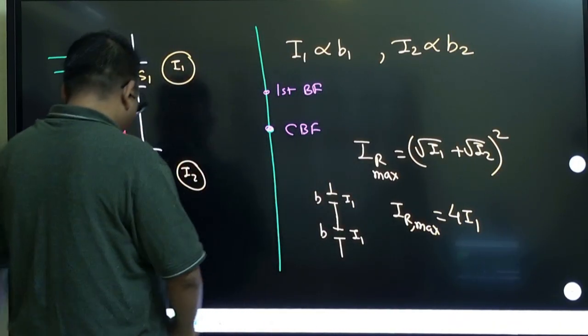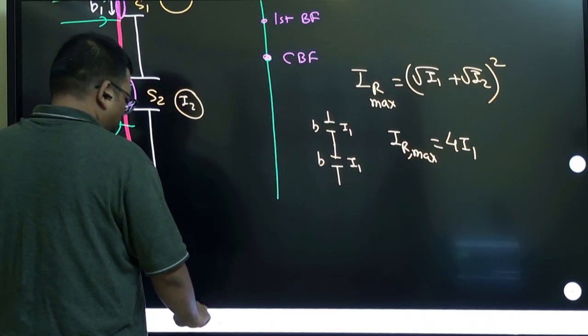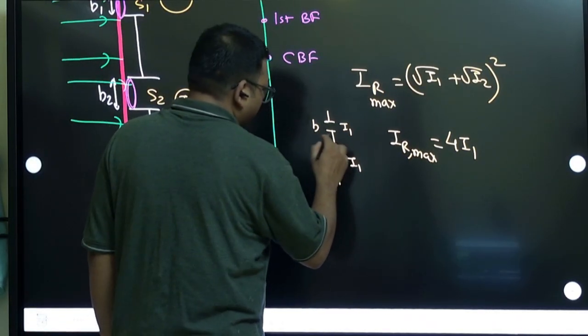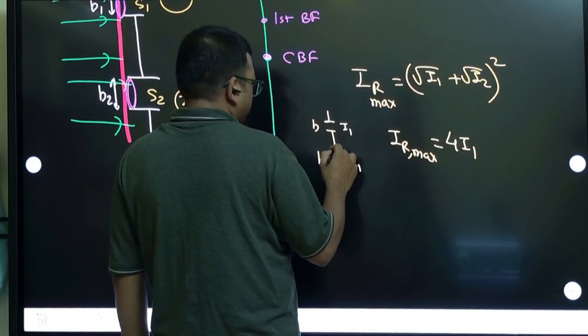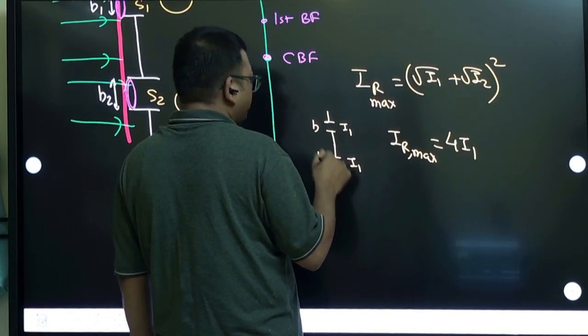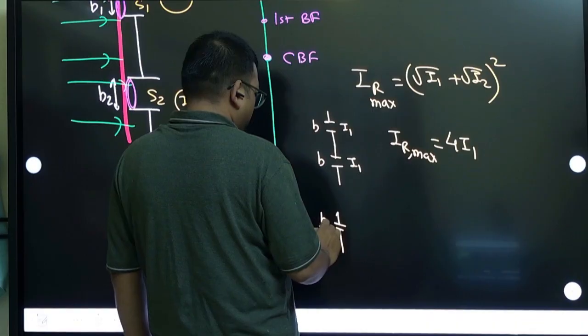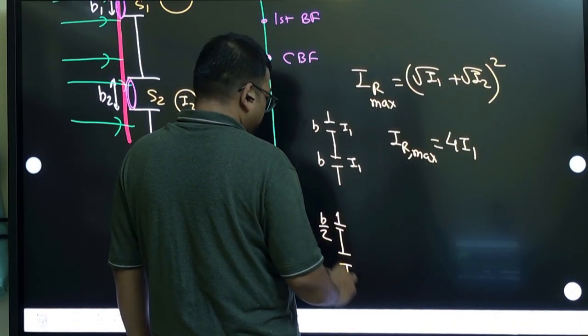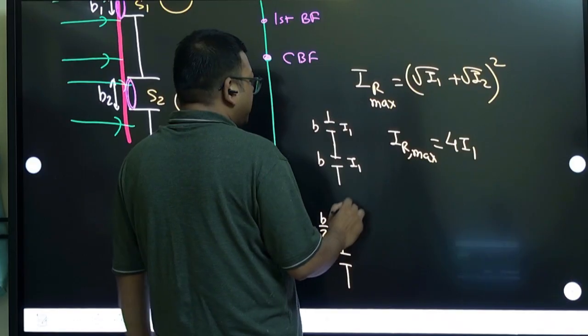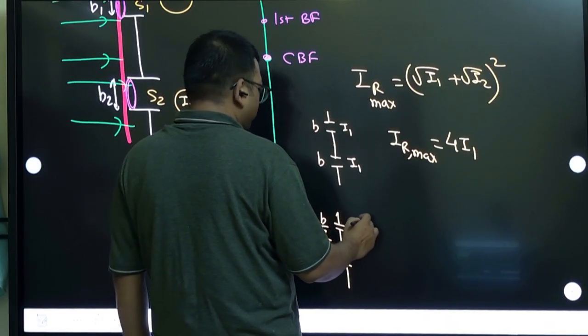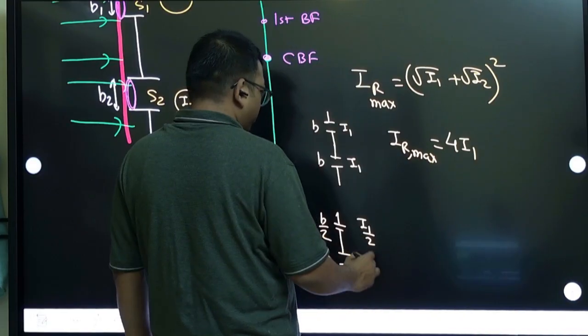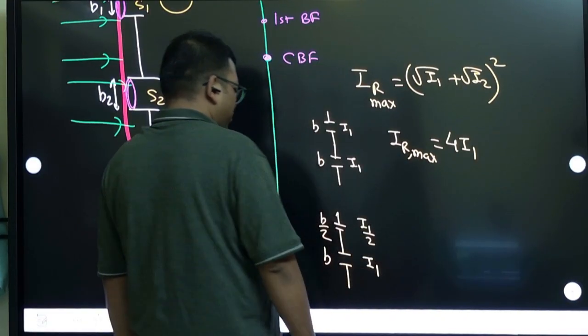Now suppose I try to change the width. Let us say one of the widths is smaller. Suppose I reduce the width of this slit to B by 2. The other width I am keeping the same as B. Now what happens? The intensity will also become half. This becomes I1 by 2. This will remain I1 only, right?